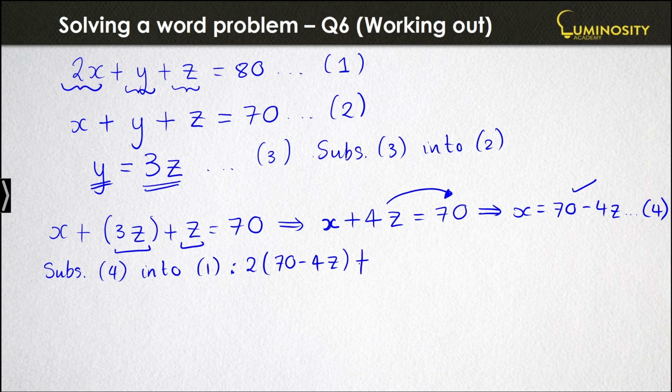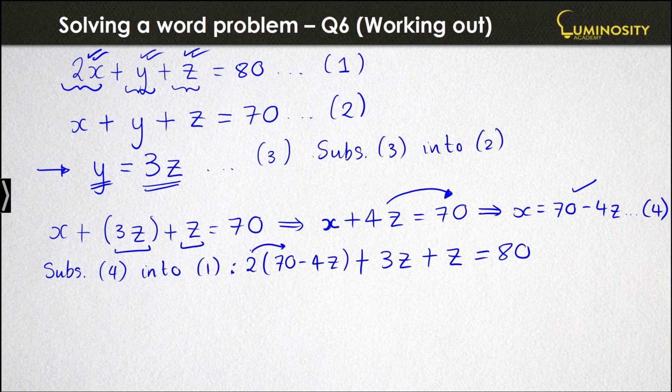But we know what y is now in terms of z. It's given by equation 3. So instead of y, I'm going to say 3z. And then plus z. So I'm taking it from equation 1 here. Now can you see I have everything written in terms of z. So it's a linear equation in z, and we can now solve for z.